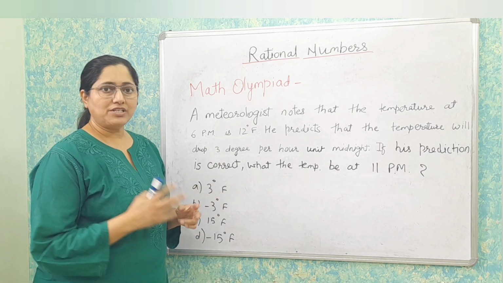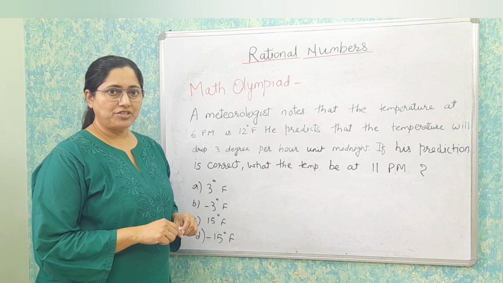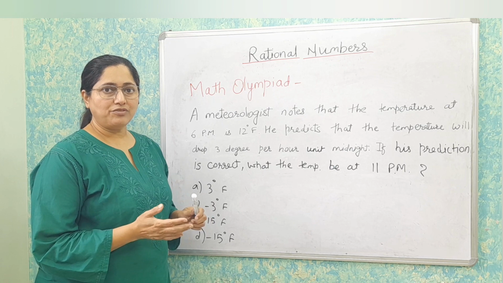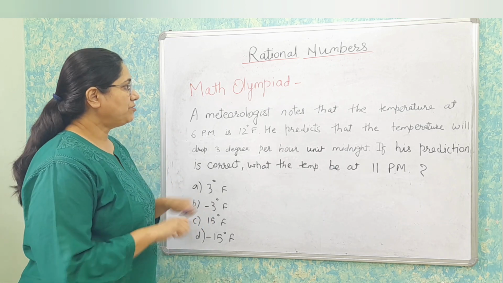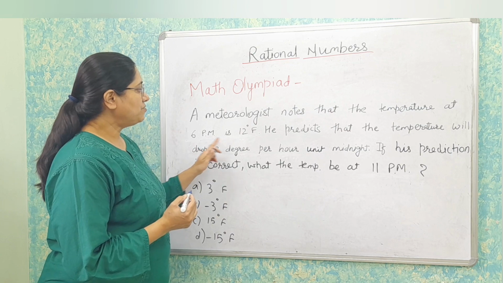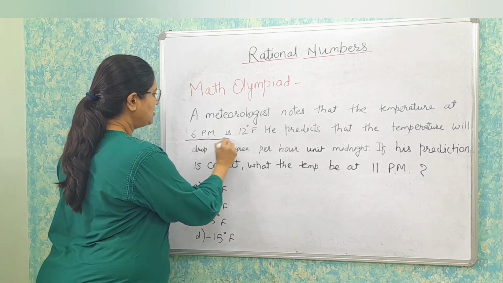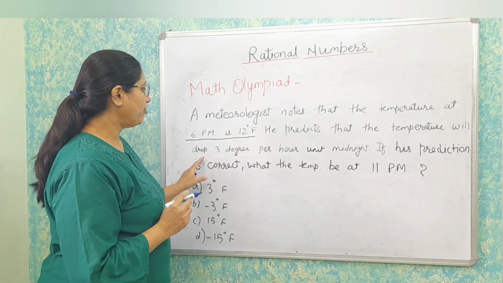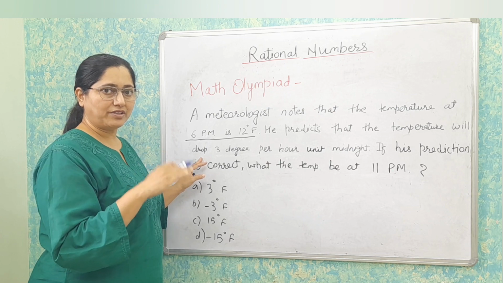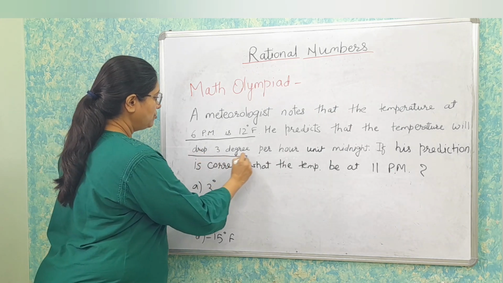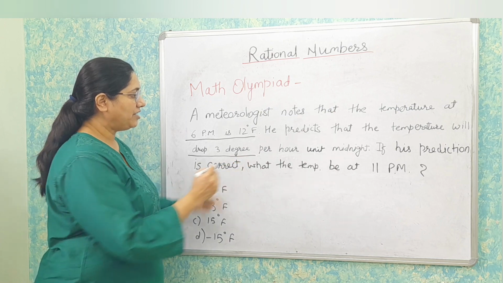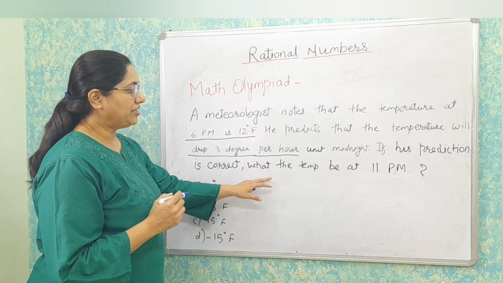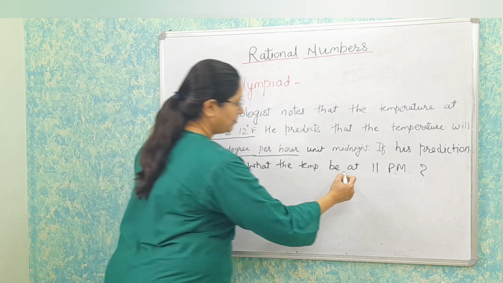This type of story sum has 2 parts. First part is the information part and second part is the question. So first we will try to find out what is the information which is given to us. Information is that temperature at 6 p.m. is 12 degree Fahrenheit. This is the information. And then he predicts that the temperature will drop. Drop means temperature will be further lower down. And what is the drop of temperature? 3 degree per hour. And if his prediction is correct, what will the temperature be at 11 p.m.?